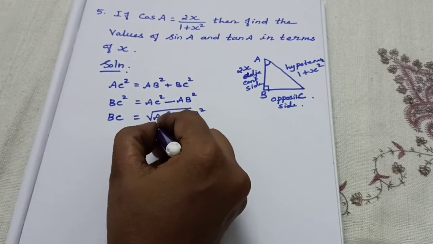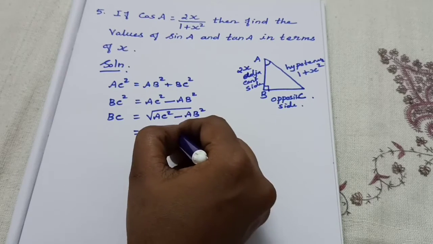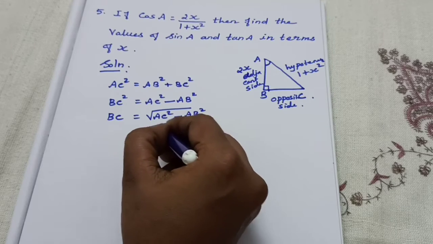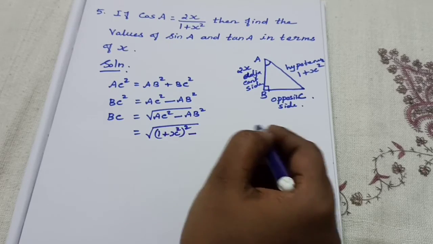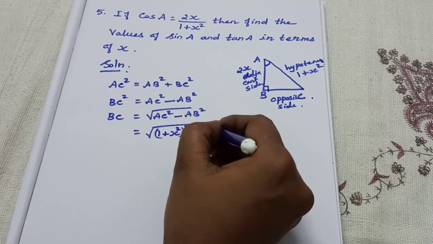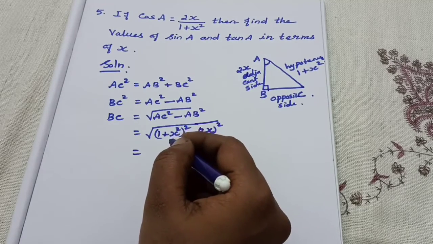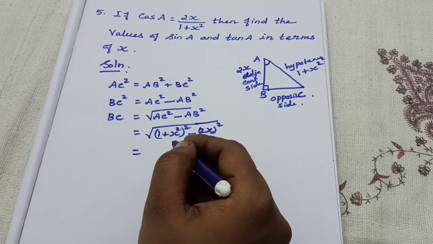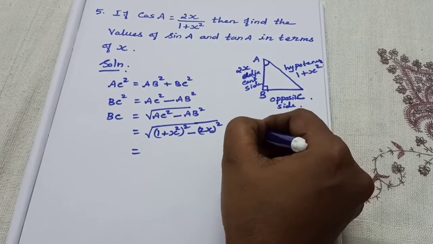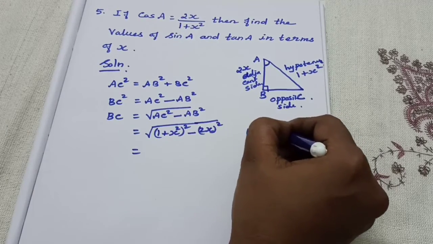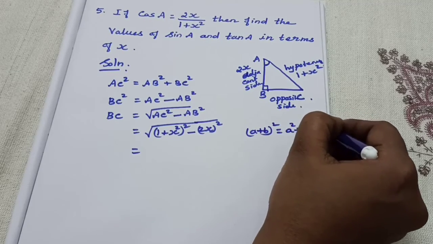Then BC is equal to the square root of AC, whose value is 1 plus x square, the whole square, minus AB, which is 2x, the whole square. Correct? This is of the form (A plus B) the whole square. What's the formula? A plus B the whole square is equal to A square plus 2AB plus B square.